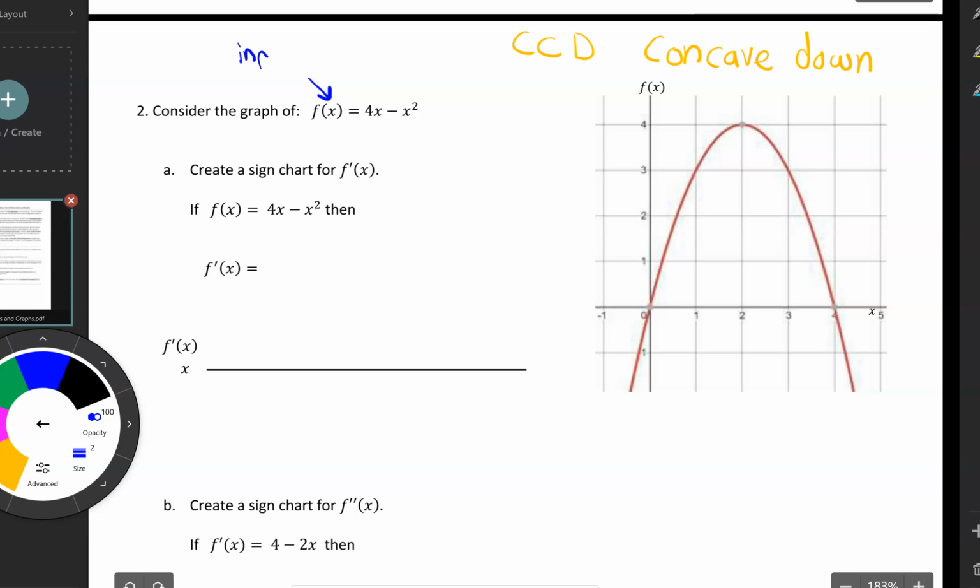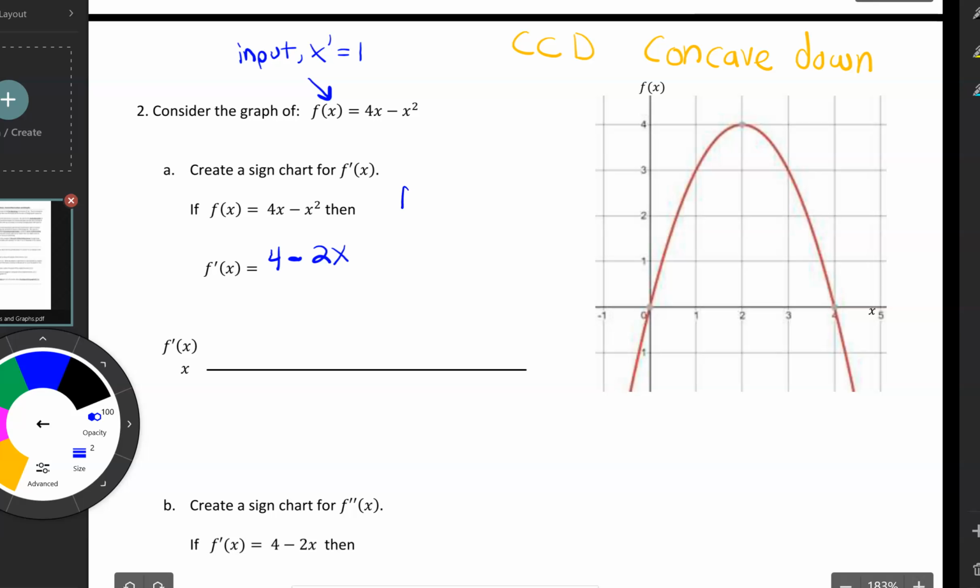Again, my input is just a plain old x, so that means the derivative of x will be a 1, so we don't need the chain rule. So let's go ahead and find our first derivative. The derivative of 4x will just be 4, minus the derivative of x squared will be 2x.